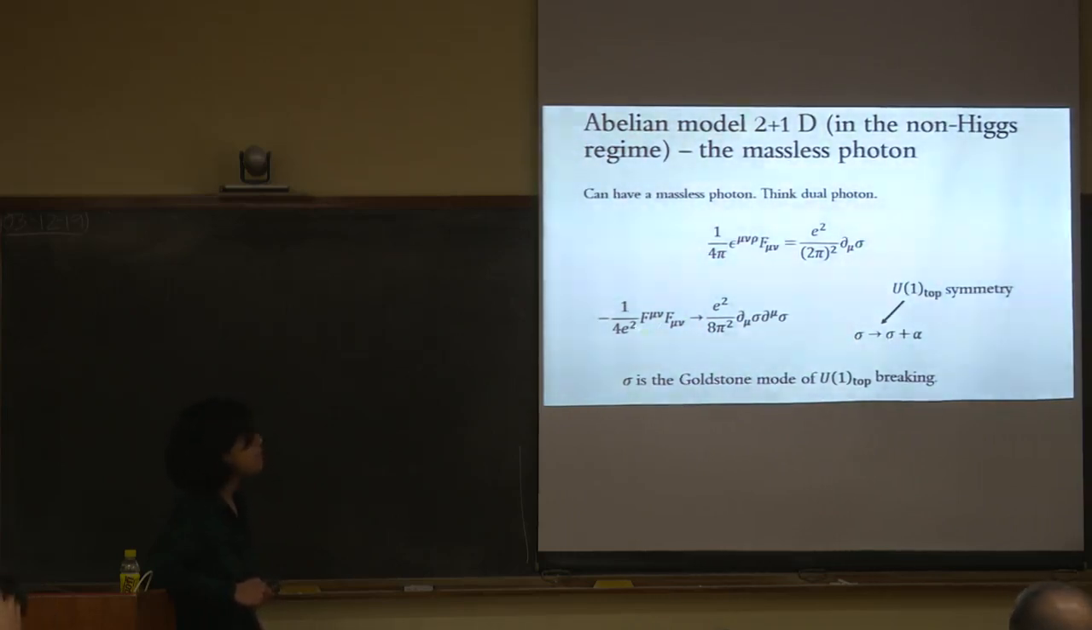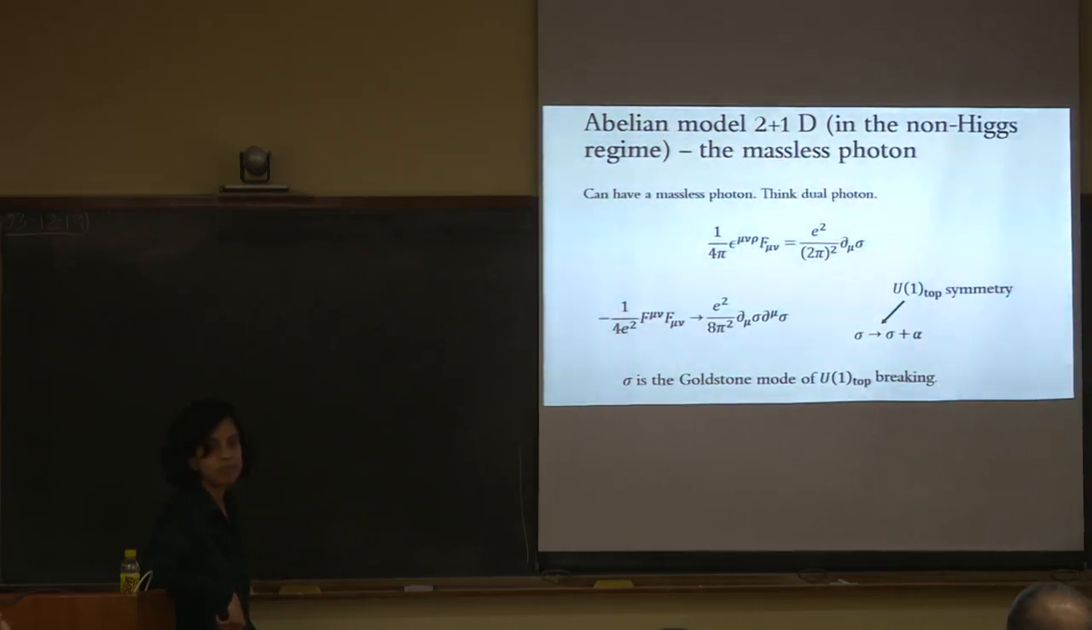Now the Maxwell kinetic term you can write as a kinetic term for the dual photon field. If you look at it, you can see that this kinetic term is actually invariant under shift symmetry. Sigma can be taken to sigma plus alpha, and so this term is invariant under that symmetry transformation. It's called magnetic topological symmetry in 2 plus 1 dimensions.